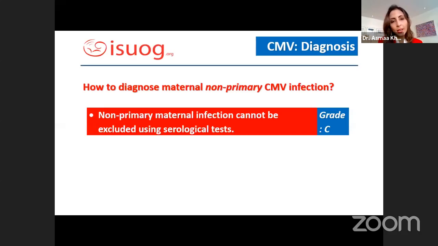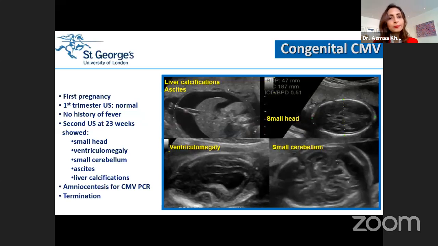I work in the UK, and we tend to work in a multidisciplinary team, so often we discuss these cases with a virologist. And what about how you diagnose maternal non-primary or secondary CMV infection? It's really difficult because they already have IgG, often with high avidity anyway. So in this case it's impossible. You cannot exclude secondary maternal infection using serology. Therefore, you only have to do amniocentesis to diagnose congenital CMV in the fetus.